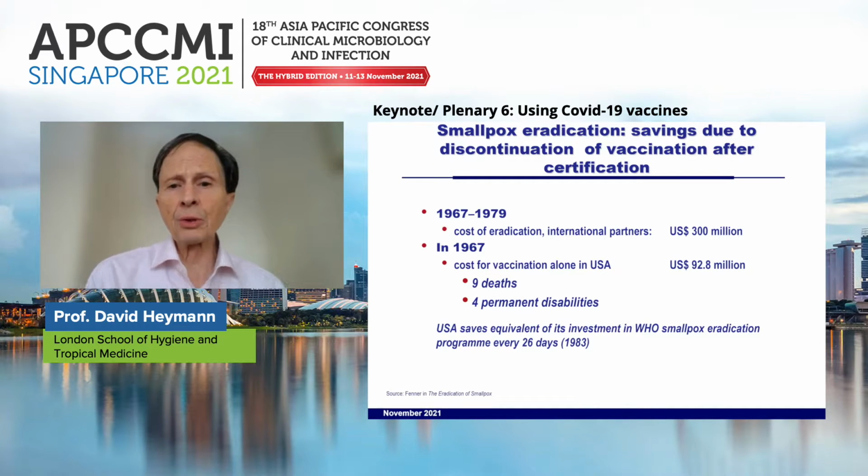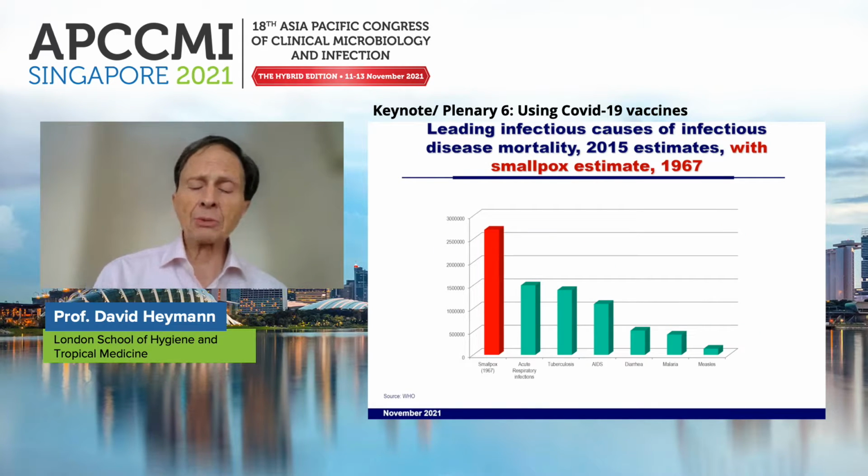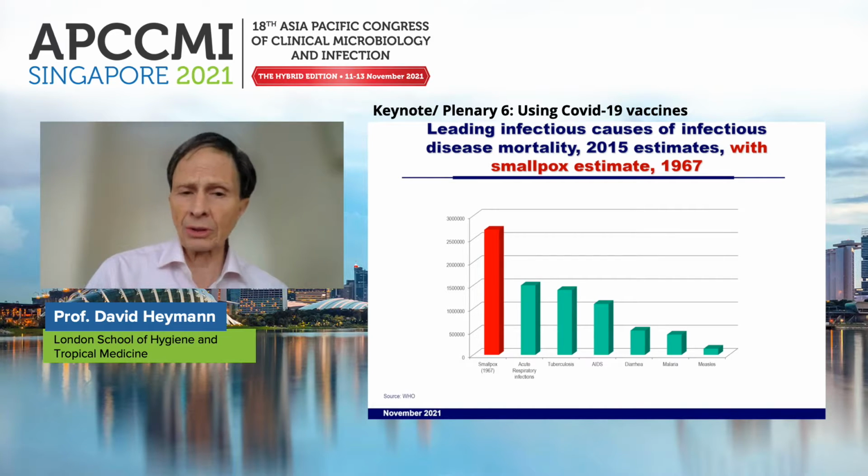Very successful program, costing US $300 million during the period of time when it was done. This was external funding coming into countries. And the US calculated that because they didn't have to vaccinate on a regular basis anymore, they saved the equivalent of their investment in WHO smallpox eradication every 26 days. So what happened with smallpox was it disappeared from the face of the earth, except it's in a couple of laboratories still, but it's not in nature in any way.